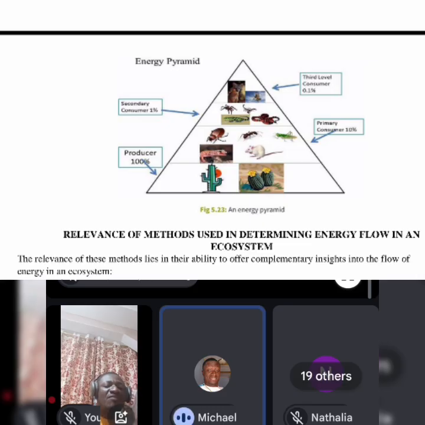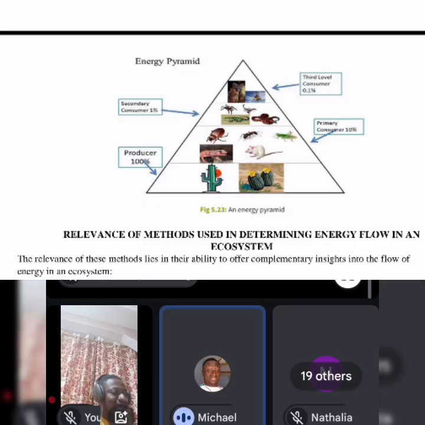So it means that we have an increasing number as we go to the top, and that becomes inverted because the base is only one. Now we are getting hundreds, thousands, and millions. That becomes an inverted pyramid of number. So that is for your information. Then we can talk about the most efficient one that we call the pyramid of energy.